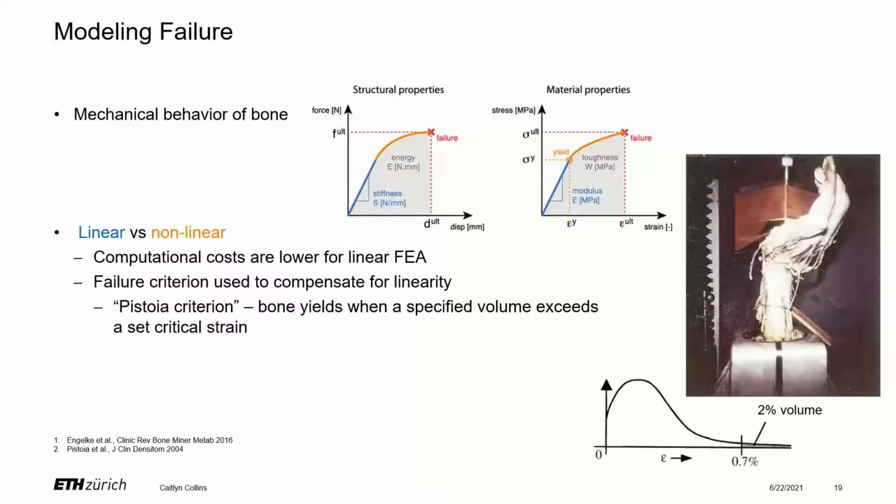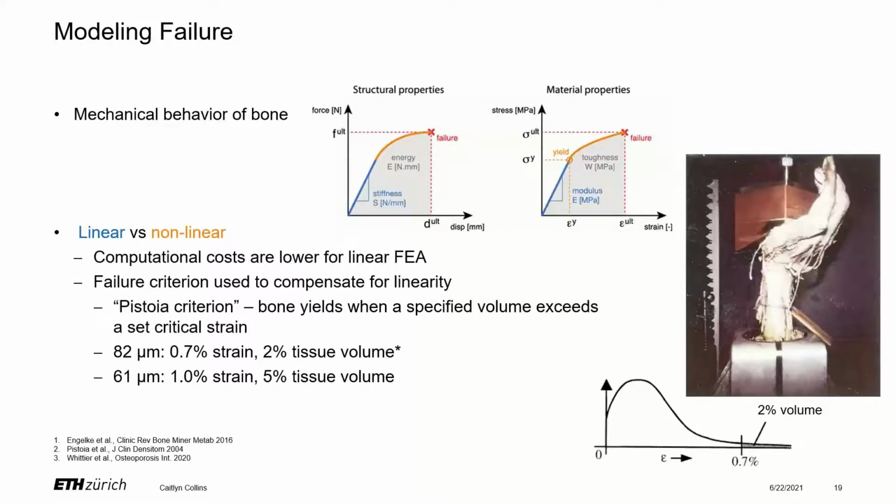So the first and perhaps most prevalently used is what's referred to as the Pistoia criterion. And here bone is determined to yield when a specified volume exceeds a set critical strain. So you can see in this strain voxel curve that at a certain critical strain, here set to 0.7% strain, when 2% of the voxels within the image exceed that strain, we consider it to have yielded or failed. So this would be essentially that failure load that we've talked about that's so discriminatory in terms of predicting fracture.